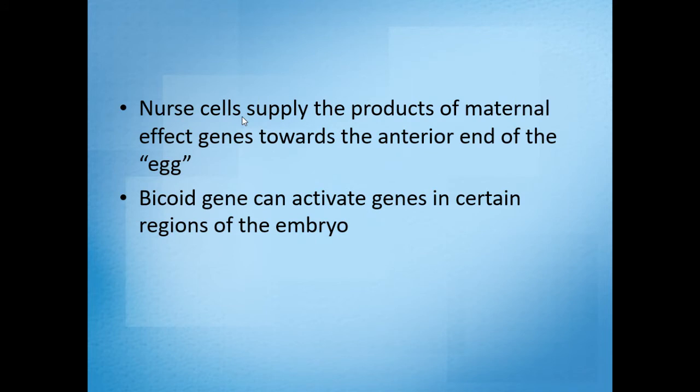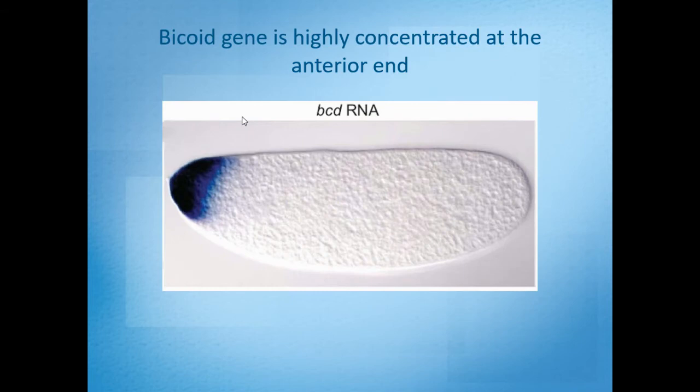Nurse cells are going to supply the products of maternal effect genes towards the anterior end of the egg. And the bicoid gene can activate the genes in certain regions of the embryo. So the bicoid gene is highly concentrated at the anterior end. This is the butt end, and that is what is going to actually become the organism's rear end.